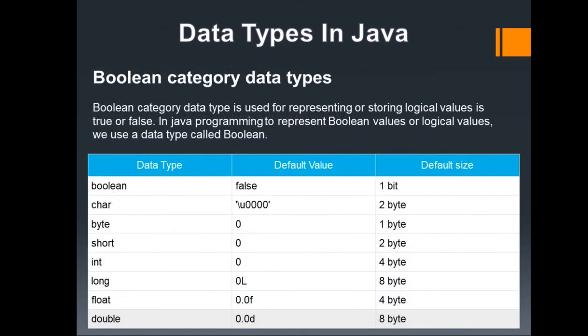Next one is Boolean category data type. Boolean category data type is used for representing or storing logical values, true or false. In Java programming, to represent Boolean values or logical values, we use a data type called boolean, that is shown below. All the data types have default value and default size. So this is shown in this diagram. Please note this diagram.